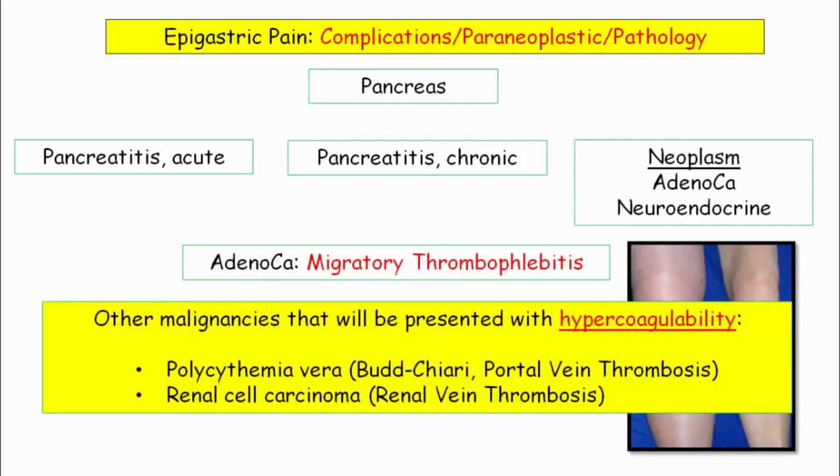On the subject, let me just remind you of the other malignancies associated with hypercoagulability, which are the favorites of the NBME, P. vera and renal cell carcinoma. The clots associated with P. vera seem to come up in the liver section, including Budd-Chiari, which describes a clot in the hepatic vein, or they might be described with portal vein thrombosis. Renal cell carcinoma is generally presented with a clot in the left renal vein, which may be described by a new varicocele in the male patient.